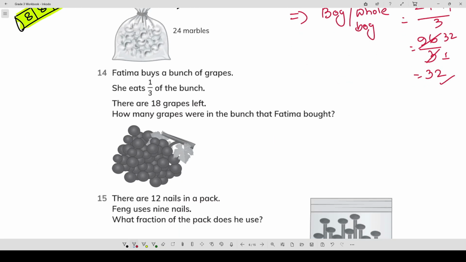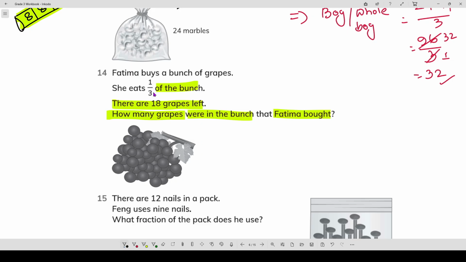Number 14. Fatima buys a bunch of grapes. She eats 1/3 of the bunch. There are 18 grapes left. How many grapes were in the bunch that Fatima bought?